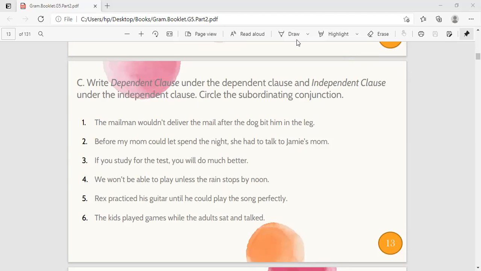Read number 1. The mailman wouldn't deliver the mail after the dog bit him in the leg. Yalla. The mailman wouldn't deliver the mail is the independent clause. Excellent. And after the dog bit him is the dependent clause, and after is the subordinating conjunction. Excellent. Bravo. Thank you, Mahdi. Okay, yalla now Karim.